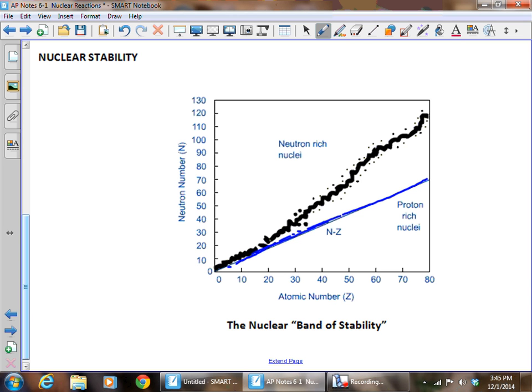So you can see that this whole range right here, this black range here, is our band of stability that gets, again, further and further away from equal numbers of protons and neutrons as you get bigger and bigger atoms.